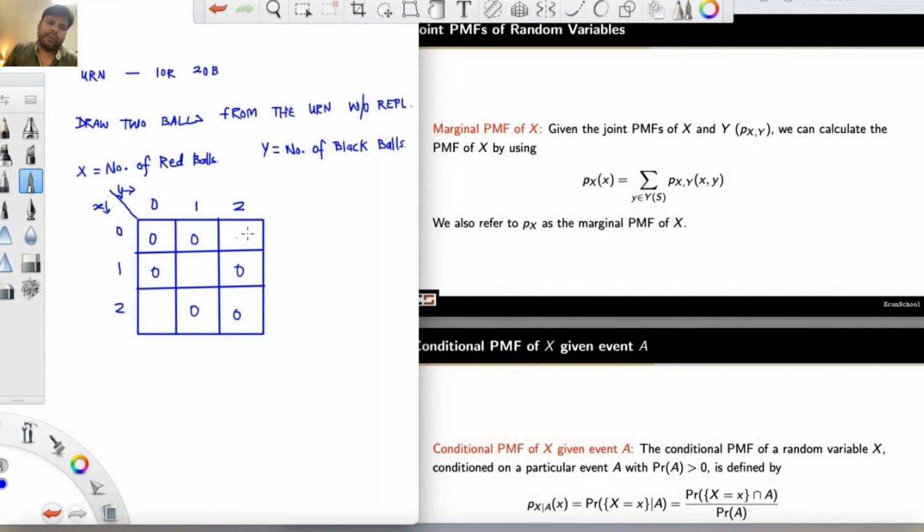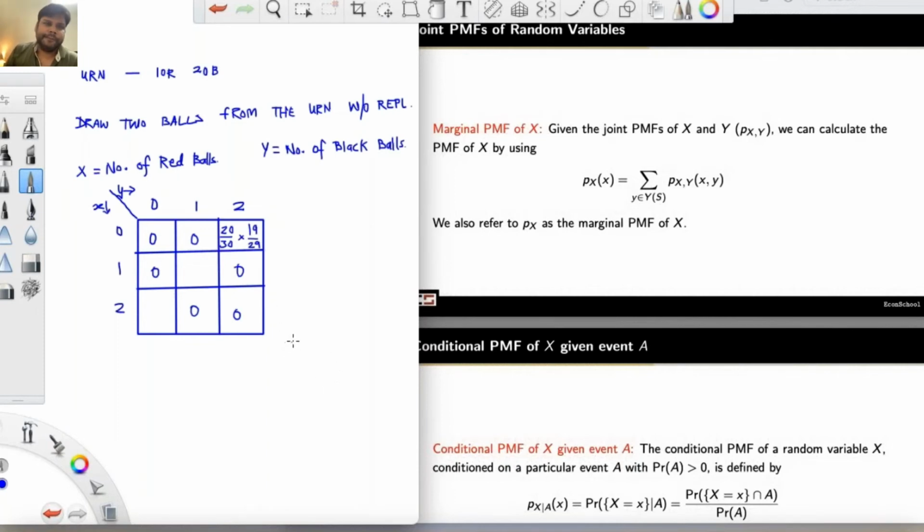So what about this? What are the chances that you draw 0 red balls and 2 black balls? What that means is, it is 20C2 by 30C2. You can also write 20 choose 2 divided by 30 choose 2. That's another way. It's going to give you the same thing. Whether you write it like this or you do 20 choose 2 divided by 30 choose 2, you're going to get the same thing. Then it is 19 by 29.